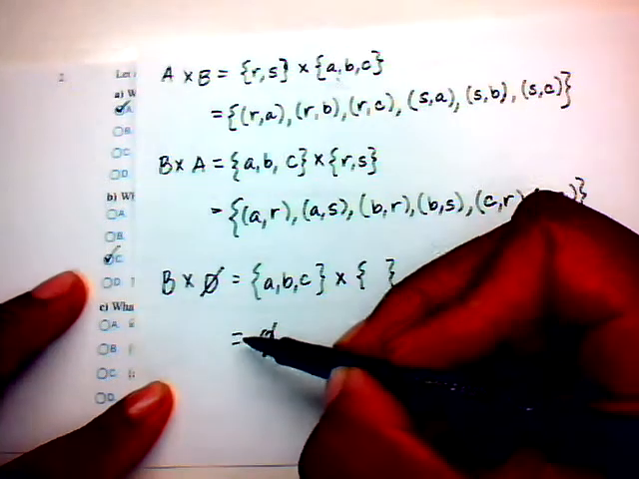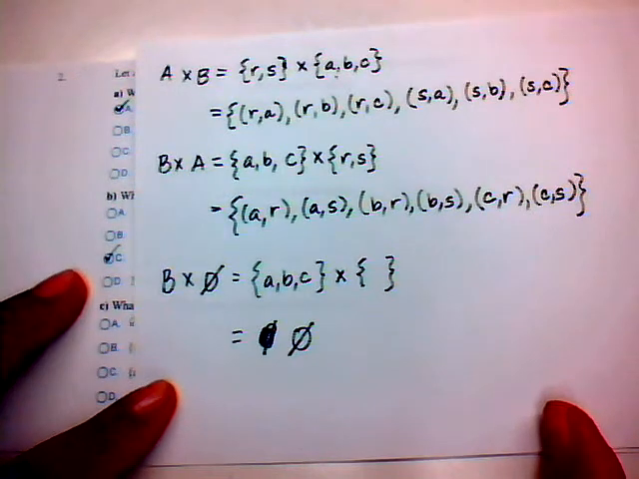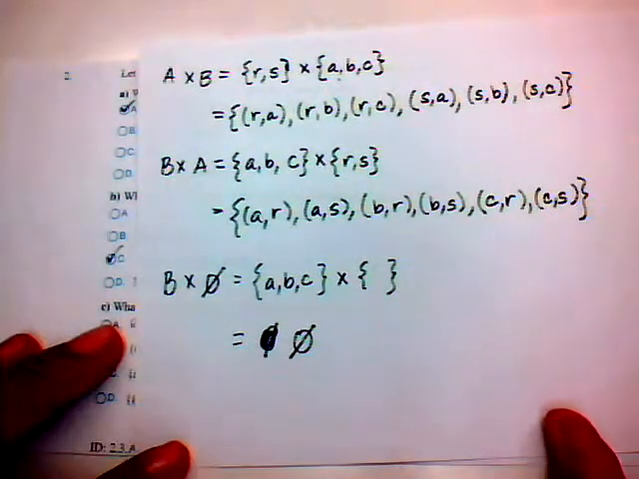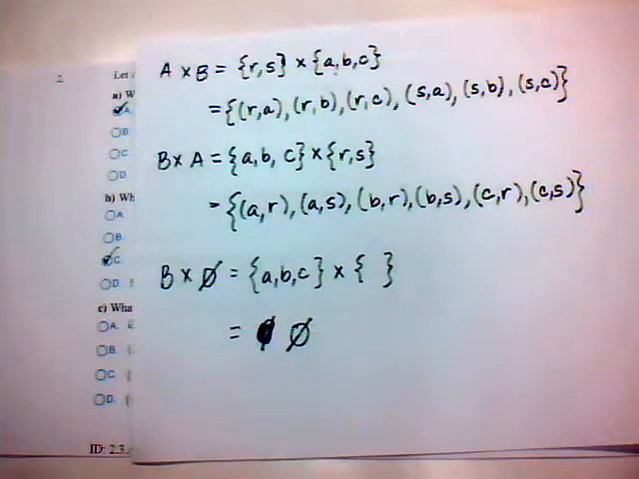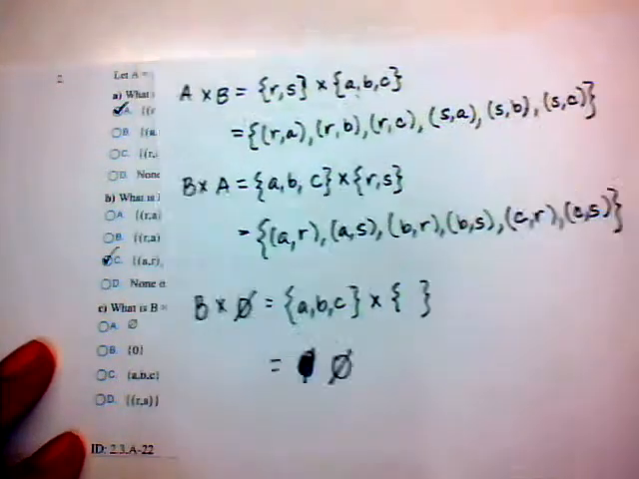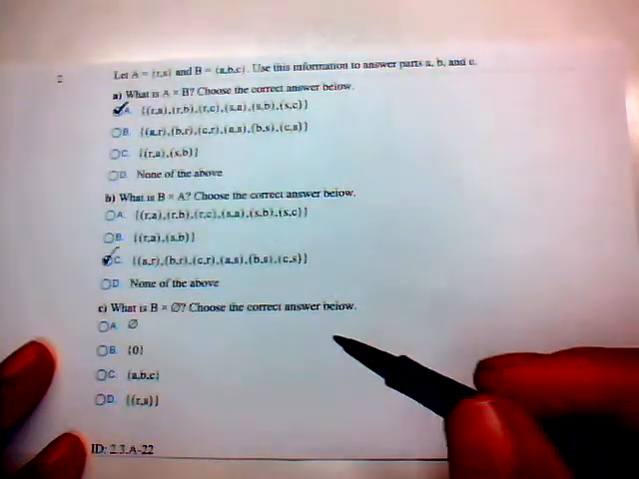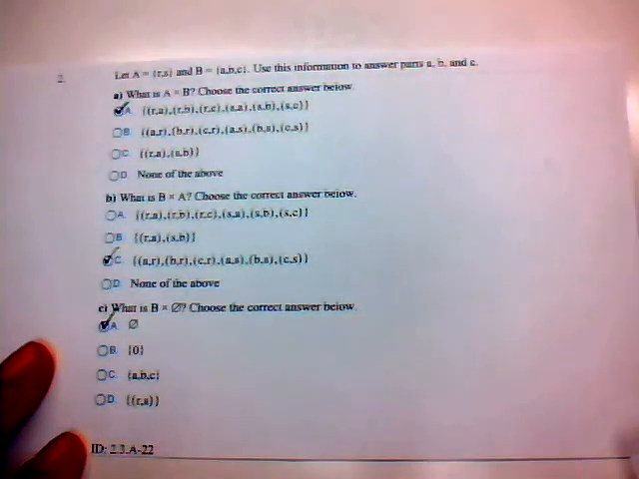Okay, and I'll make my empty set symbol a little bit better. Okay, the cross product of the empty set with any set is always going to be the empty set. This is an illustration of multiplying anything times 0, which will give you 0. So here, this will be answer A, the empty set.